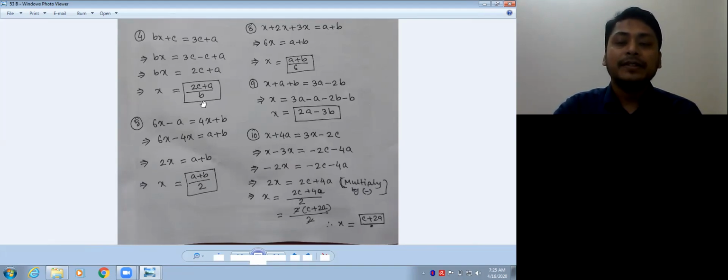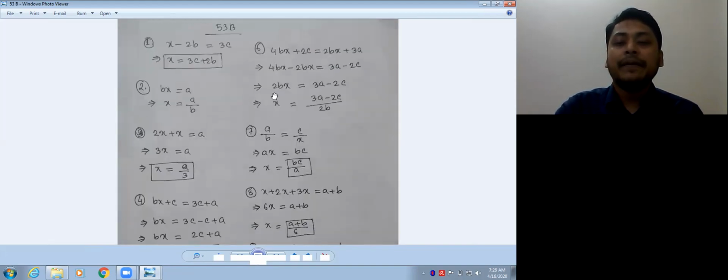Okay. Very easy things. I hope that you understood. Now go for number 5, the same things. On the right hand side there was 4x. We wrote here, then we minus, and this minus has been plus, plus a, 2x equals a plus b. Therefore, x equals a plus b by 2. The same logic, okay?